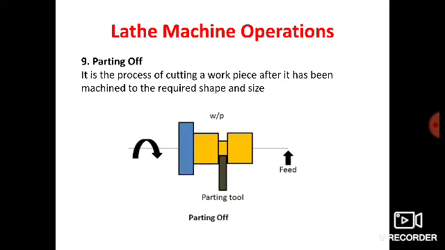The next operation, that is parting off. It is a process of cutting a workpiece after it has been machined to the required shape and size. Parting off is nothing but a process of cutting the workpiece into pieces.